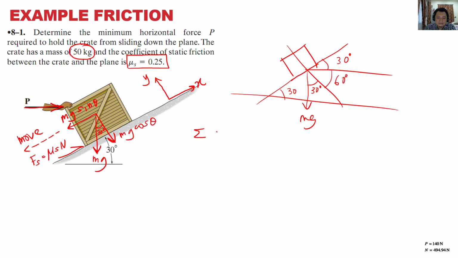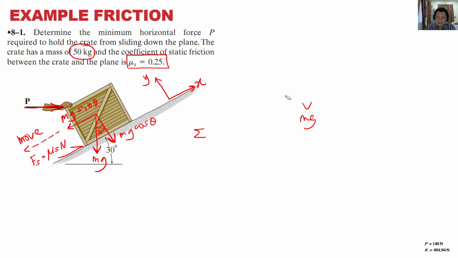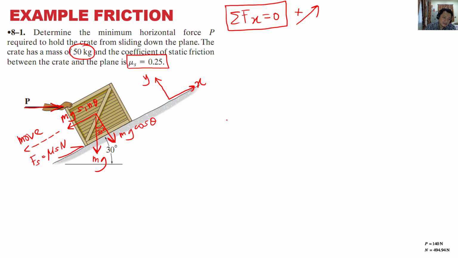Summation. So I'm going to remove all this one. So this is okay. You understand already. You have written down. Let's solve. Summation fx is equal to 0. So x positive is going that way. Okay. So what do you have right here? So you've got mu s times normal minus mg sine 30 degrees equals 0.